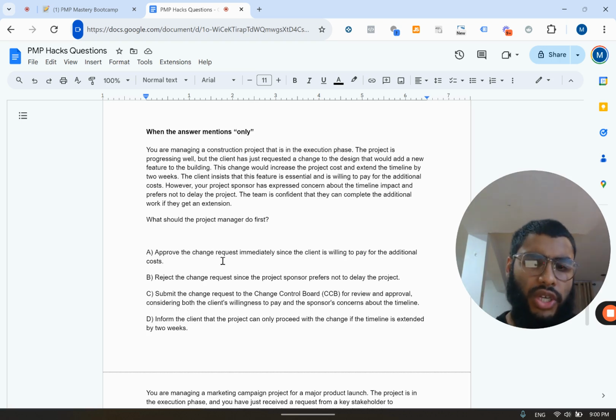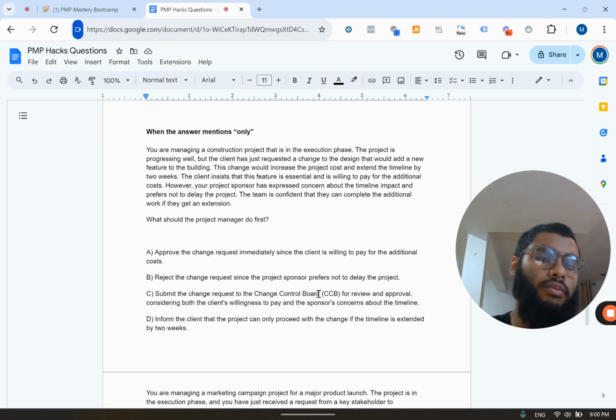Okay, approve the change request immediately since the client is willing to pay for the additional cost. No, we should always take a step back. We need to assess principle number 1. Reject the change request. We never reject a change request. Not immediately. That should not be the first thing we do. Submit the change request to the change control board for review and approval, considering both the client's willingness to pay and the sponsor's concern about the timeline.